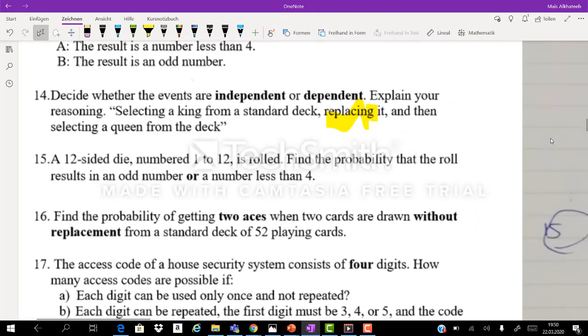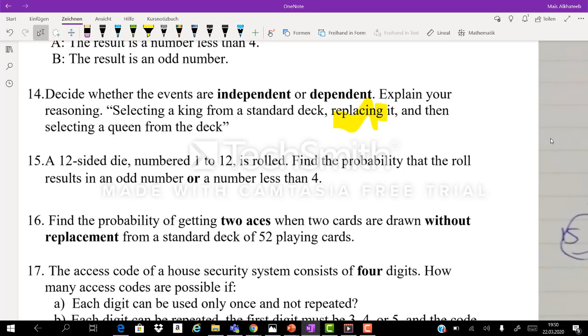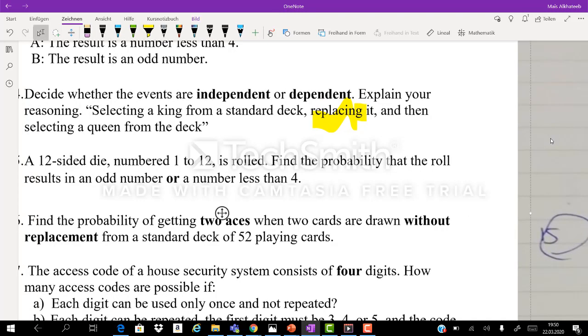Now I go to 15. 15, a 12-sided die numbered from 1 to 12 is rolled. إذا I have 12-sided die. إذا هالمرة 12-sided. Okay, numbered from 1 to 12. إذا شو sample space هون؟ واحد لـ12 كله sample space. Find the probability that a result is an odd number or شو؟ number less than 4.